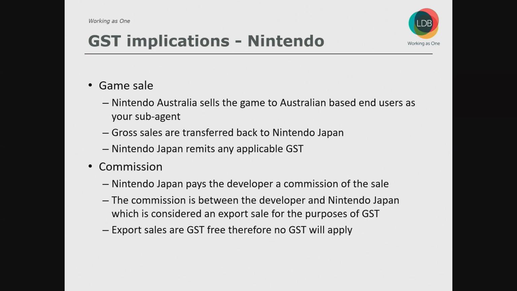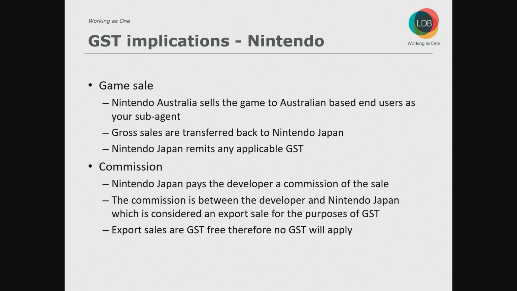So once again, we have two separate transactions to the arrangement. The first transaction is the sale of the game to the end user by the Nintendo sub-agent. In this situation, the relevant Nintendo entity has been appointed as your agent and is therefore selling the game on your behalf. Normally in this case, if it's an agency relationship, you as the developer are the one that's been seen to be providing that sale, and you're therefore responsible for collecting the GST and remitting it, GST on sales to end users in Australia. But under the standard agreement, Nintendo Co. Japan has agreed to remit any applicable GST on your behalf.